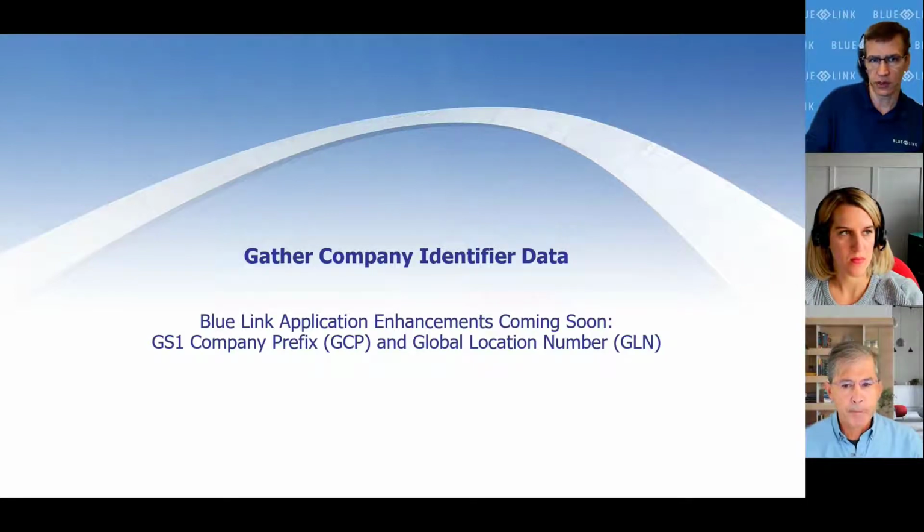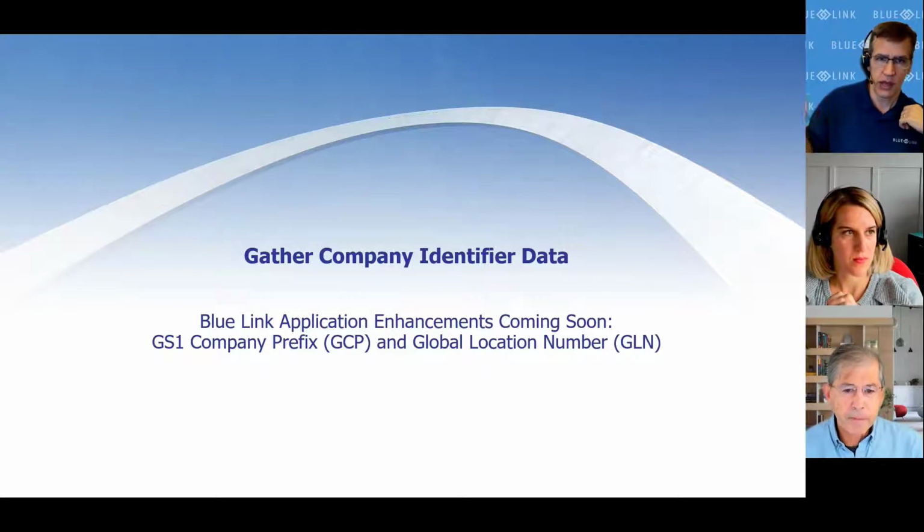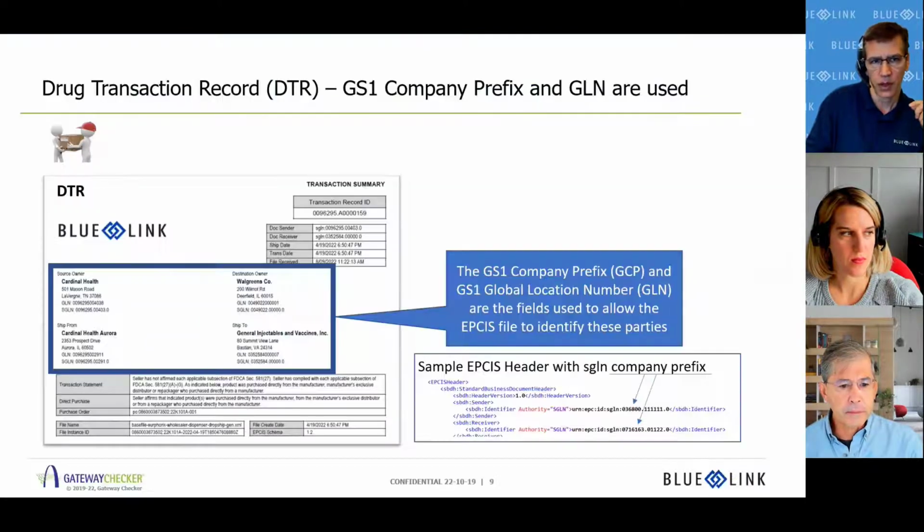The next section that we're going to talk about is, in order to be able to generate those EPCIS files for your shipments down to your customers, and to recognize who the parties are on EPCIS files that are coming in from your suppliers, what you need are two pieces of information. You need your customers' and suppliers' company prefixes and global location numbers. And this next section, we're going to dive into what that is all about.